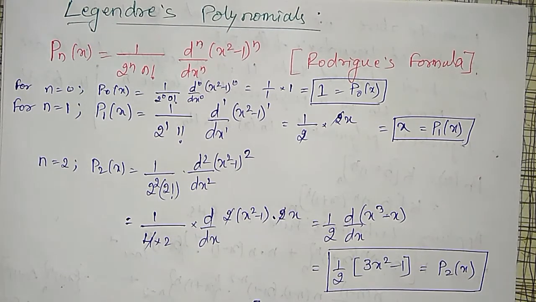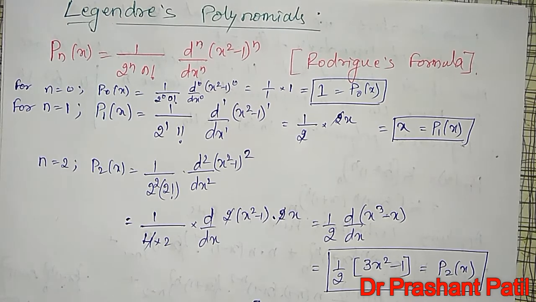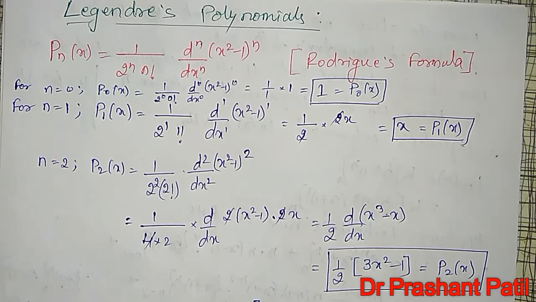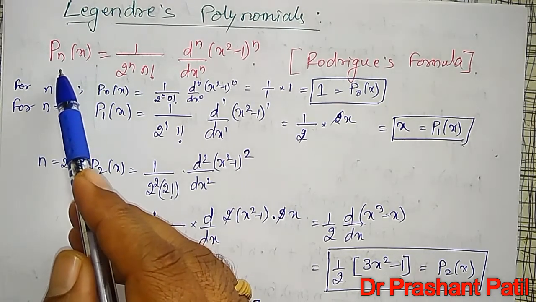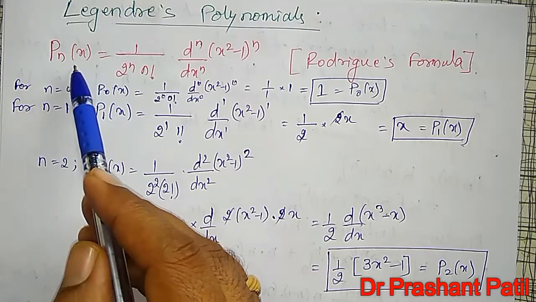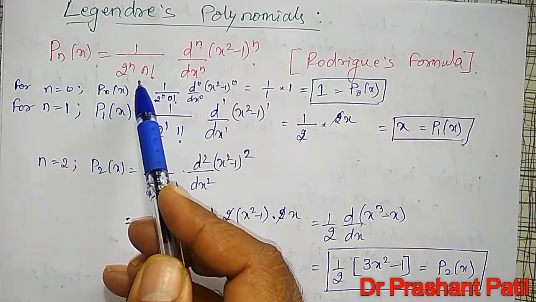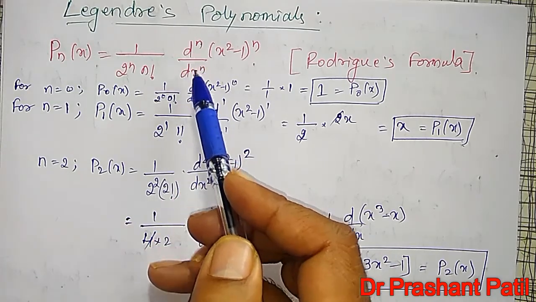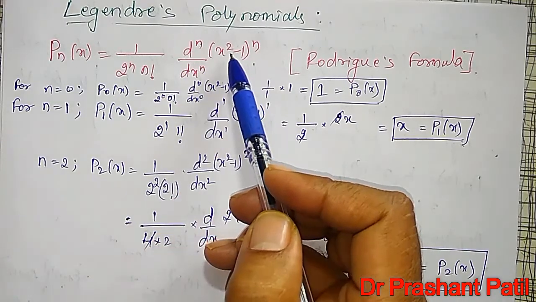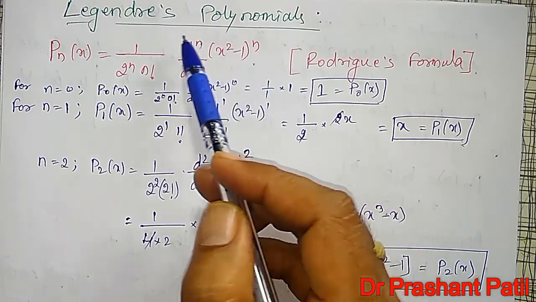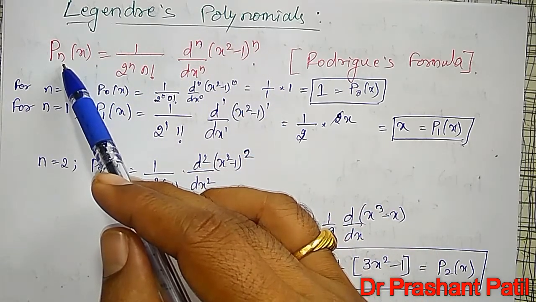Welcome friends. In this video I'm going to find the Legendre's polynomials for n equal to 0, 1, 2, 3 and 4. Here, by the Rodrigues formula, we know that the Legendre's polynomial Pn of x is given by 1 by 2 to the power n into n factorial, into the nth derivative of (x square minus 1) raised to n, for a polynomial of degree n.